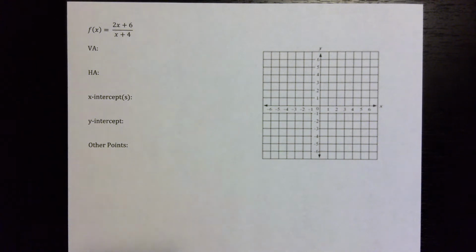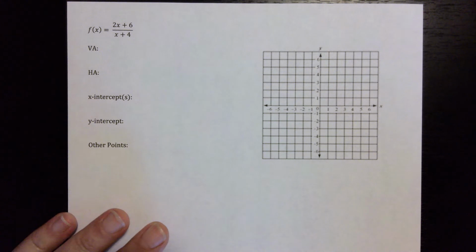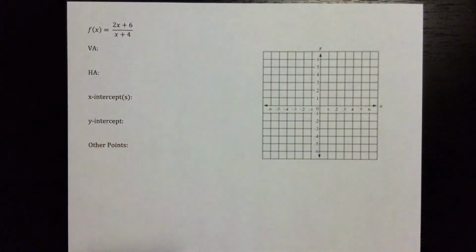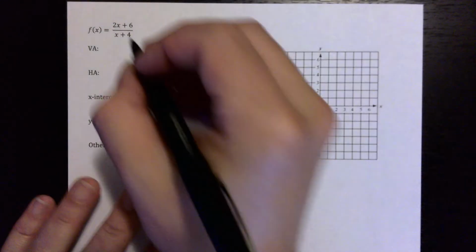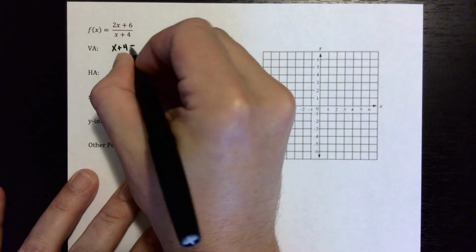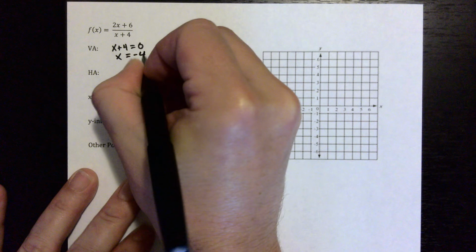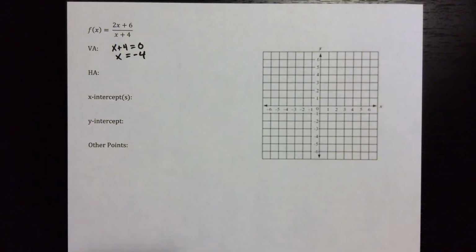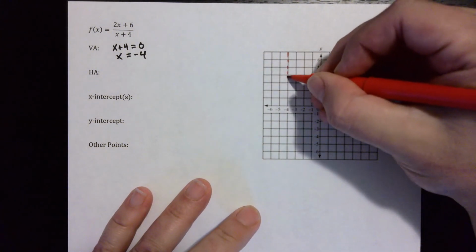Okay, let's take a look at this problem. We have f of x equals 2x plus 6 over x plus 4. Okay, so the vertical asymptote, we set the denominator equal to 0. So that would be x plus 4 equals 0. That's x equals negative 4. Okay, so our vertical asymptote is at negative 4. So I'll put that little dotted line right here.